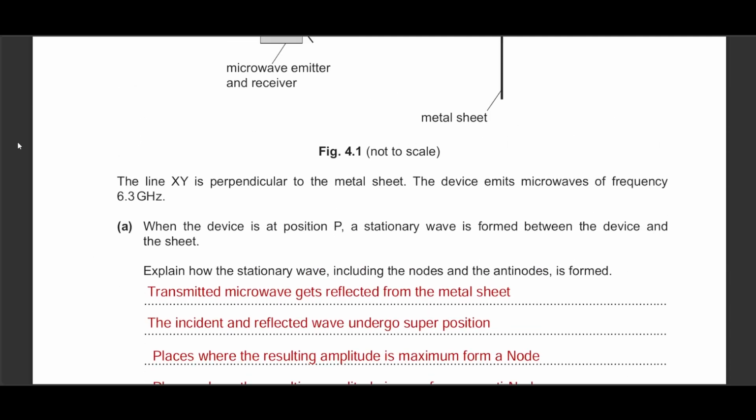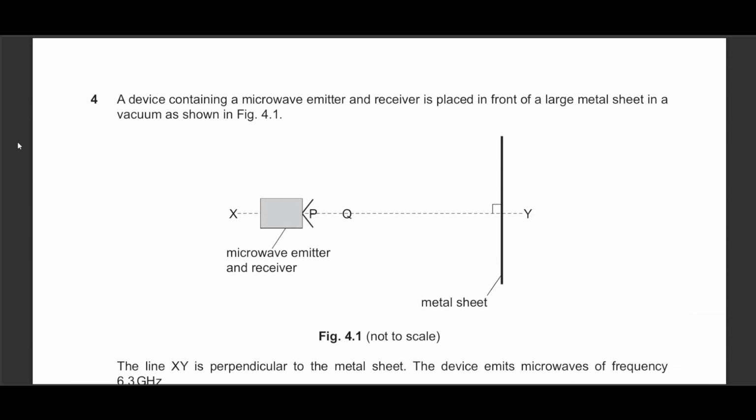This is question number 4. It's very rare for the examiner to give you a question that is based on how stationary waves are formed, but it's a nice thing to see at this stage because they are asking these questions again and again. This is a heads up for you to revise this chapter to the best of your knowledge. Now he says there's a microwave emitter, and by the looks of the setup, I can see that it's going to be a stationary wave question.